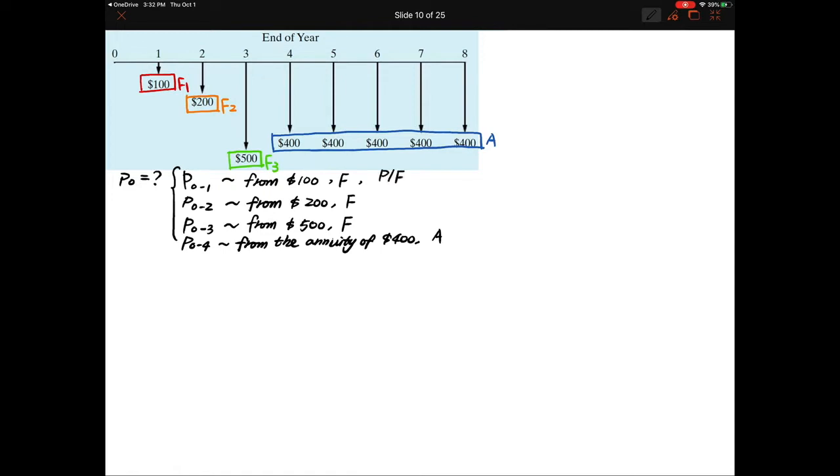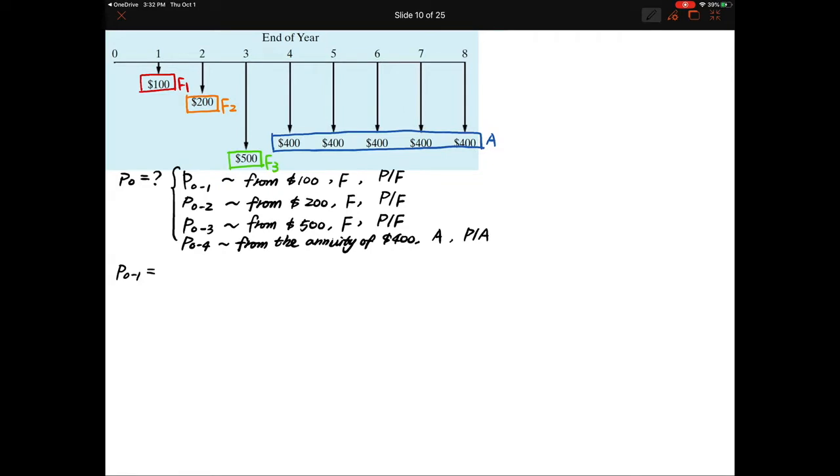The P01 is to find P given F, okay? P02 is also to find the P given F. P03 is also to find the P given F. P04 is to find the P given A. So this is just easier for you to find out the equation and to find out the factor, okay? You can do this to the previous question as well. So now let's calculate what is P01, 02, 03, and 04.